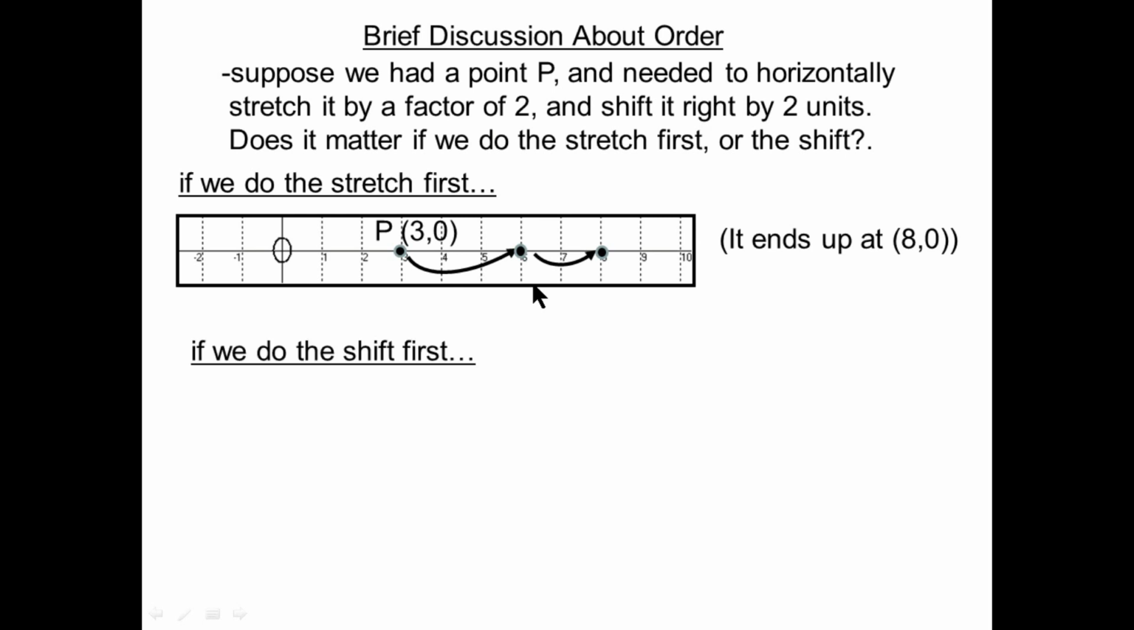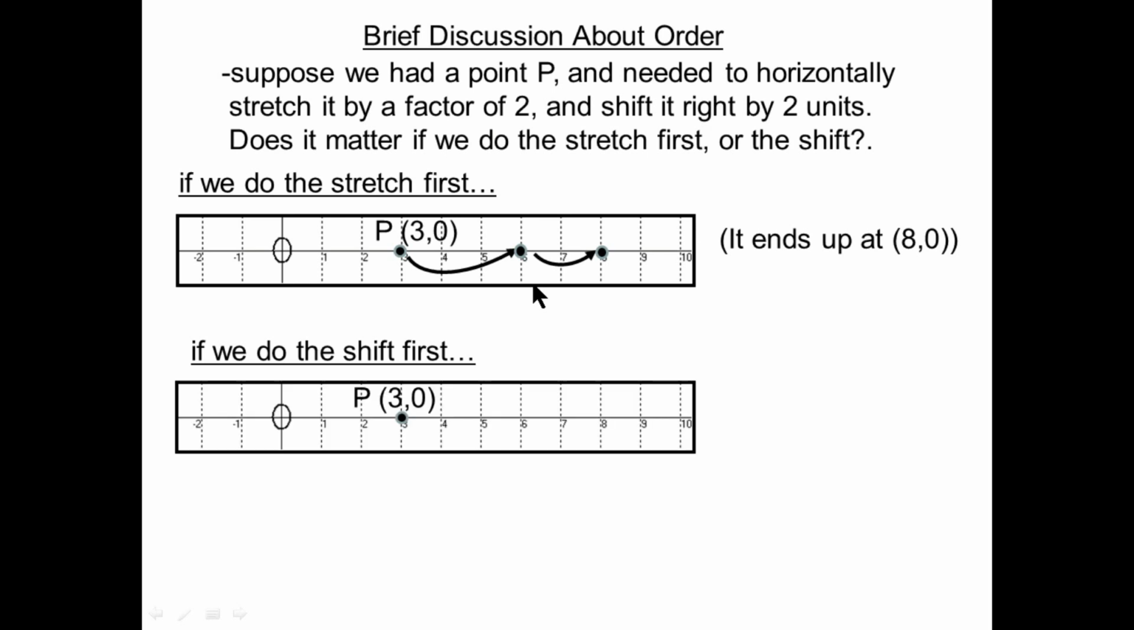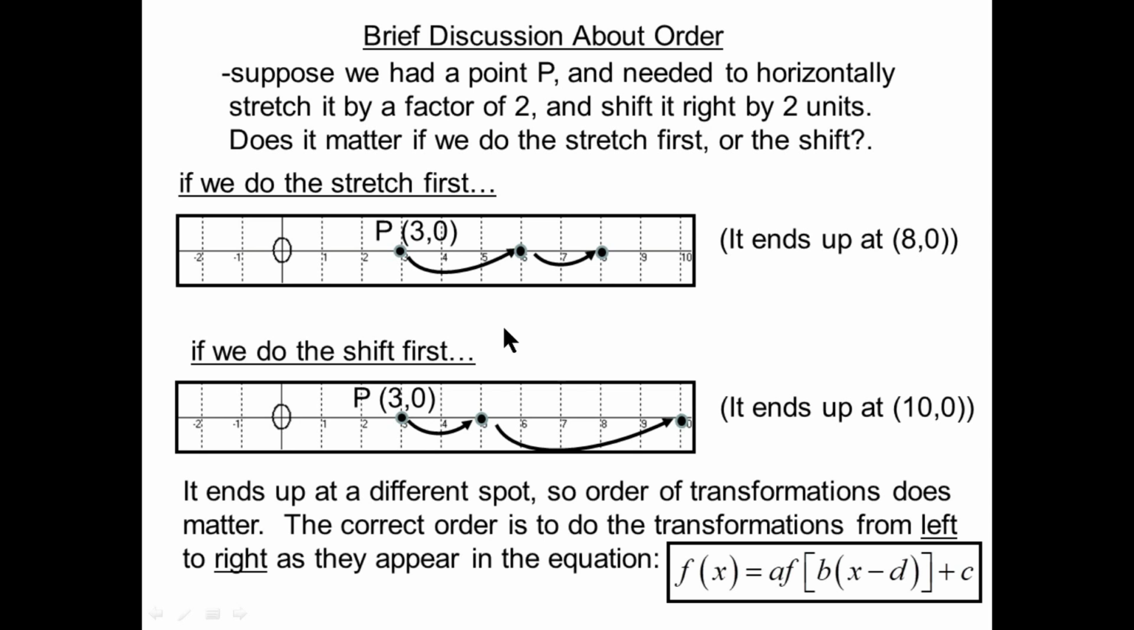Now let's do it in reverse order. If we do the shift first, so we'll start again with the point at 3, 0 and shift it to the right 2 first. And now we have to do a horizontal stretch. So it's 5 to the right and double that. It goes to 10 to the right. And it ends up at 10, 0. So it does matter which one you do first. It ends up at a different spot, so order of transformations does matter. And the correct order is to do the transformations from left to right as they appear in the transformation equation. The vertical stretch first, then the horizontal compression, then the left-right shift, and then the up-down shift.